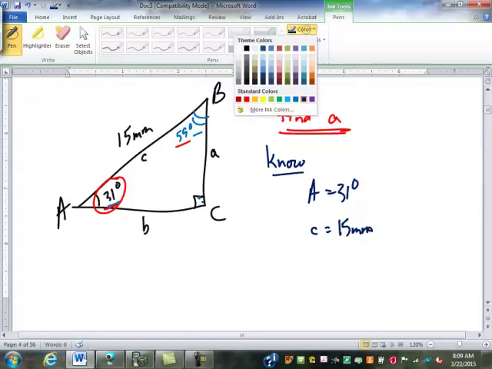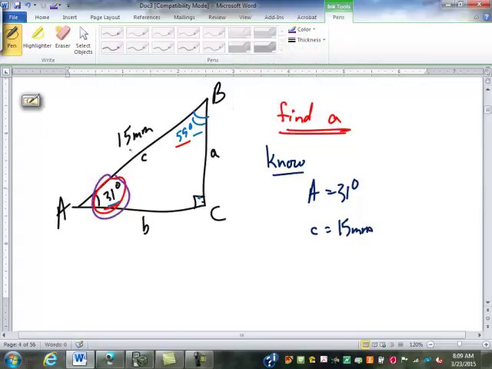So according to angle A, what side is C? The hypotenuse. So what I've done is I've picked out the information I know. I know an angle and I know the hypotenuse. The next thing I want to figure out is what is it I'm really trying to find? Well, I just said I want to find side A, which, according to the angle I'm using, is the opposite side. So what I'm working with here is opposite and hypotenuse.